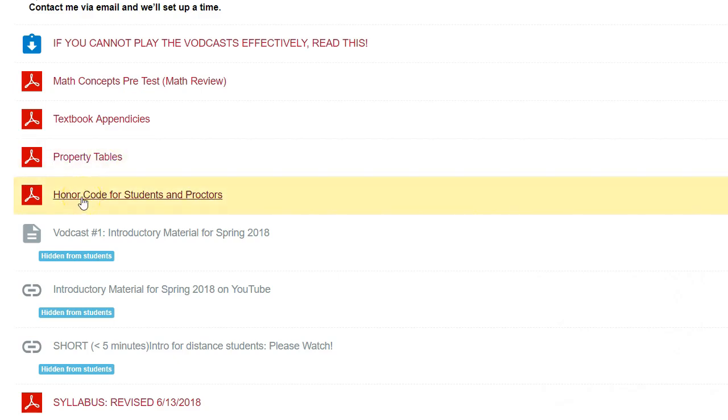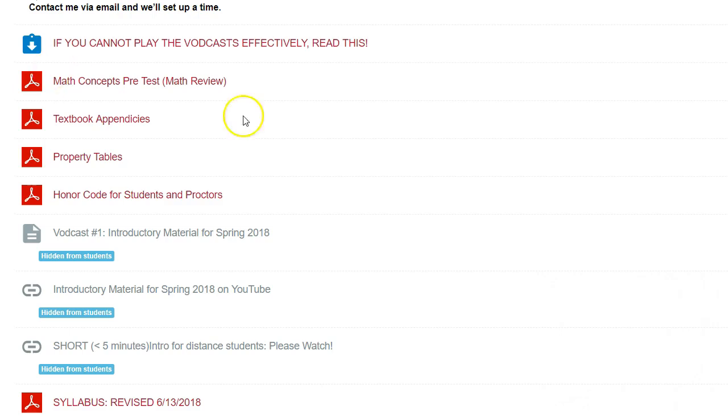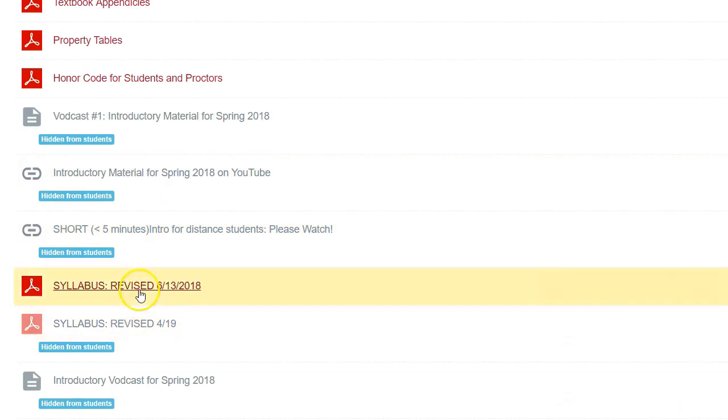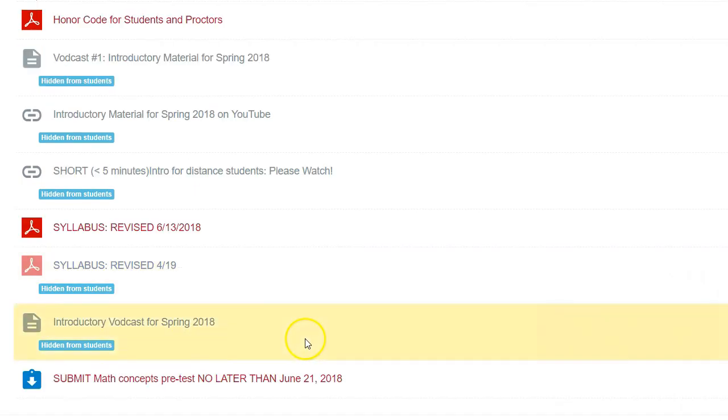Now the honor code is something that when you are going to be taking an exam with a proctor, both you and your proctor will have to sign it. And you can look at this in detail. But basically it's a sworn statement that says that you're not going to cheat, and that cheating involves a lot of different ideas, but that no cheating is going to be involved. The syllabus, which we're going over, including the schedule, is right here. So once again, you can always check your syllabus to see what's up.